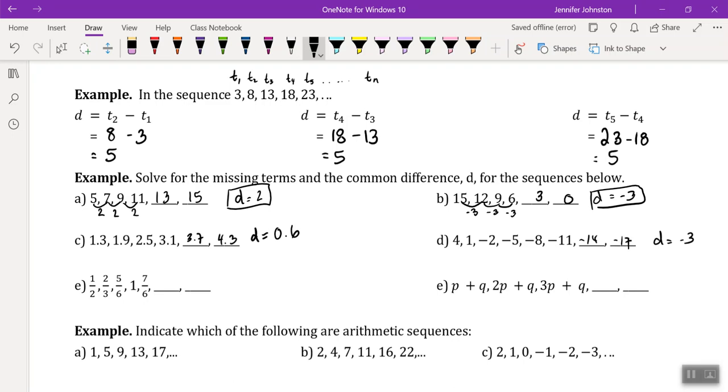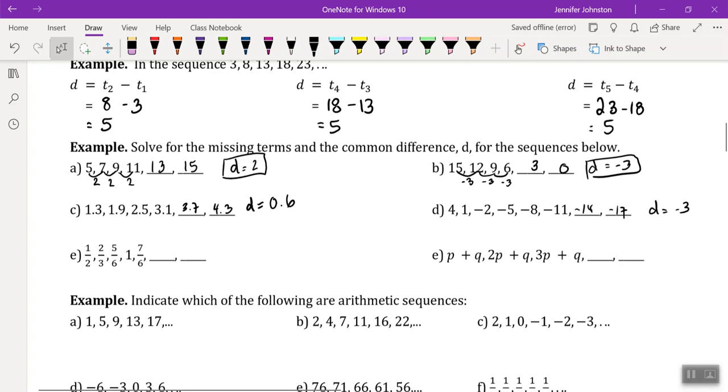For this one right here, it's just fractions. Again, it's 2/3 subtract 1/2, and we get 1/6. So the common difference here is 1/6, so we add 1/6 here, and we get 4/3 and 3/2. Those are just reduced fractions.